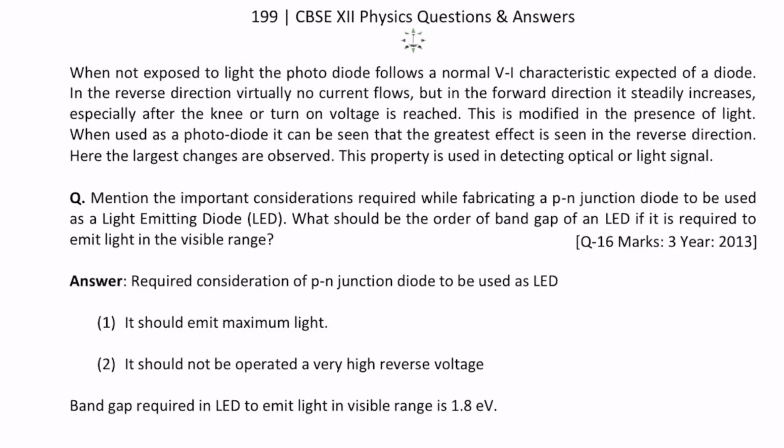When not exposed to light, the photodiode follows the normal voltage-current characteristics expected of a diode. In the reverse direction, virtually no current flows, but in the forward direction, it steadily increases, especially after the turn-on voltage is reached. This is modified in the presence of light.